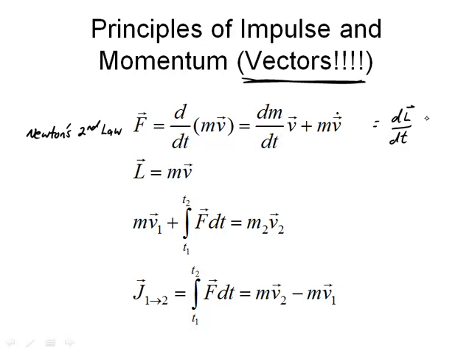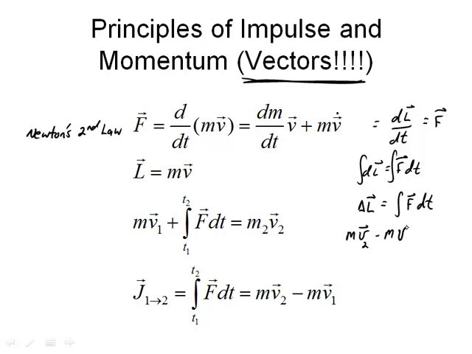Alright, so if F is equal to dL/dt, I can write dL equals F dt. I can integrate both sides. The left-hand side becomes a change in momentum. The right-hand side is just the integral of F dt. But a change in momentum is mass times velocity 2 minus mass times velocity 1, and we will assume constant masses. This change in momentum is equal to impulse.